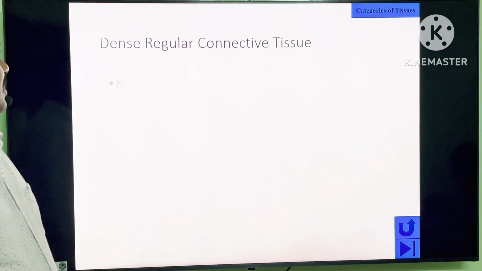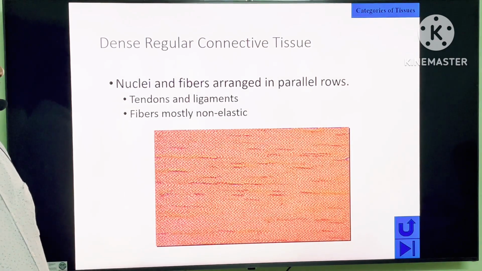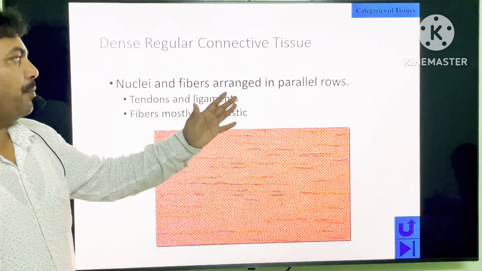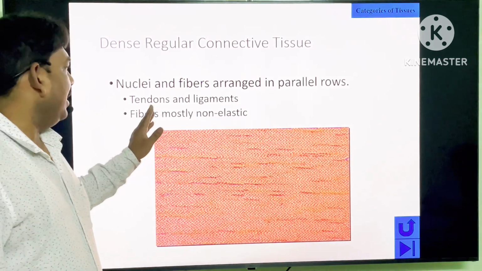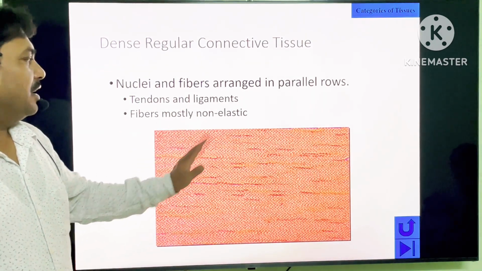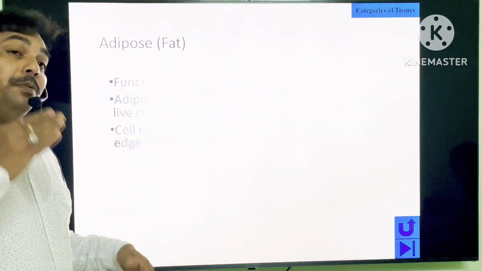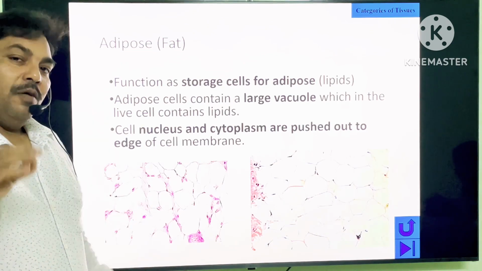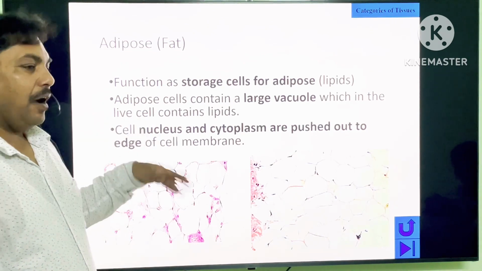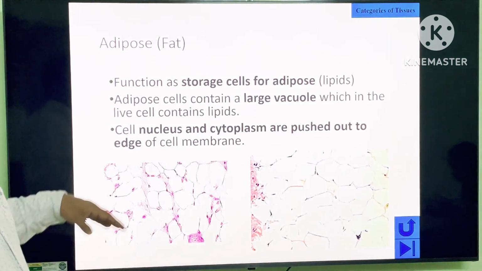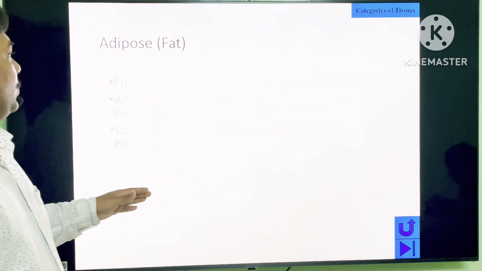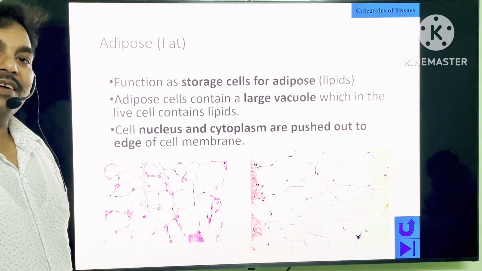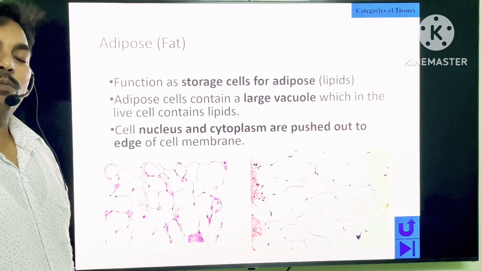Next, this is regular dense connective tissue. It is nucleated, with many nuclei, and the fibers are arranged in parallel rows, as in tendons and ligaments, with fibers mostly non-elastic. Tendon means bone joined to muscle, and bone joined to bone is known as ligament. Dense connective tissue has a more compact and solid form, and it also has more nuclei.